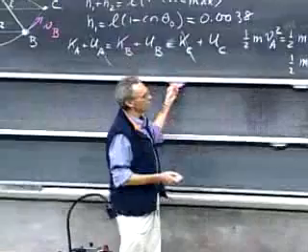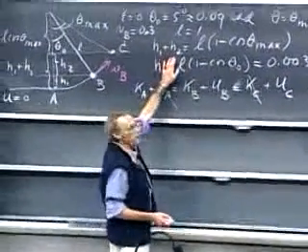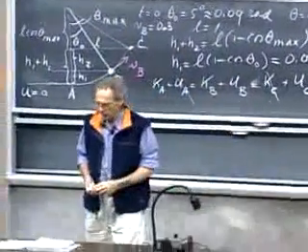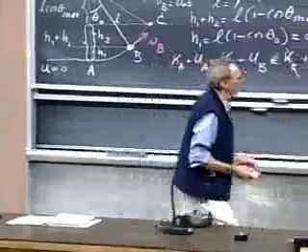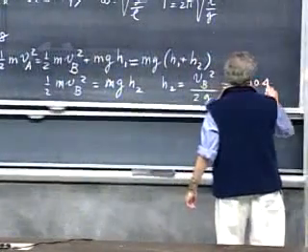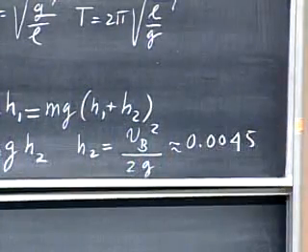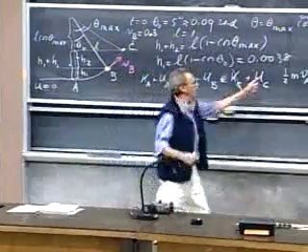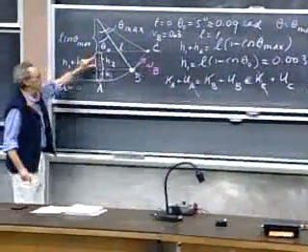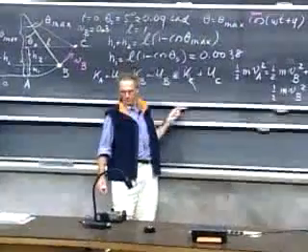So I know h2. And now that I know h2 and I know h1, I can go to this equation and I can ask what is the cosine of theta maximum. H2, by the way, in case you're interested in numbers, is about 0.0045, so it is 4.5 millimeters. So it was originally 3.8 millimeters h1, and now h2 is 4.5 millimeters higher. So you can calculate the cosine of theta max.